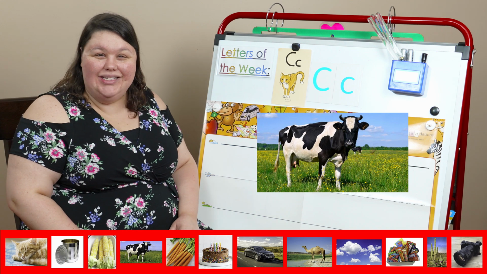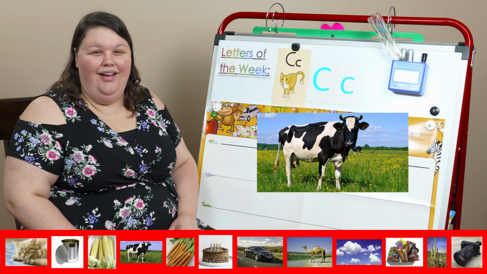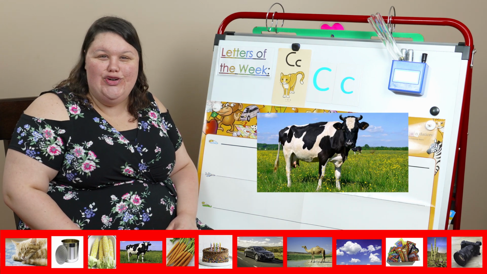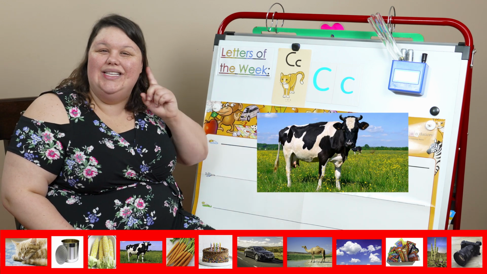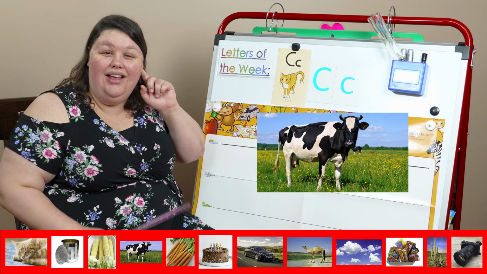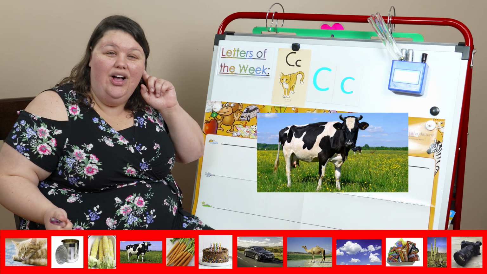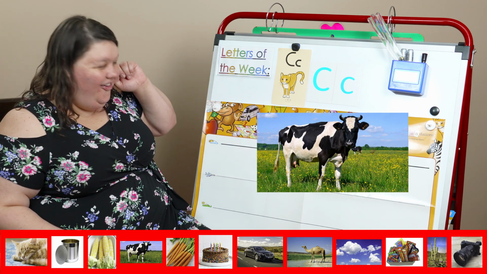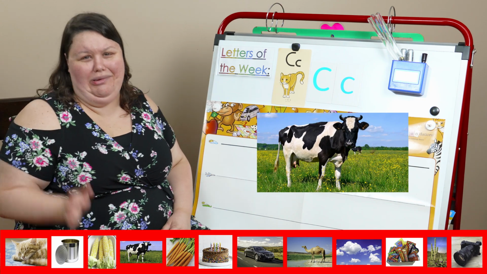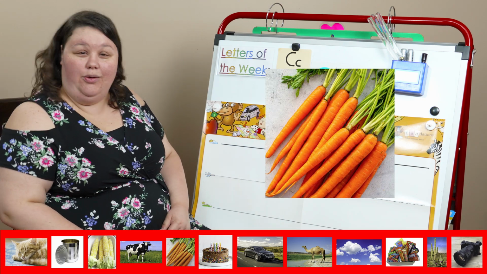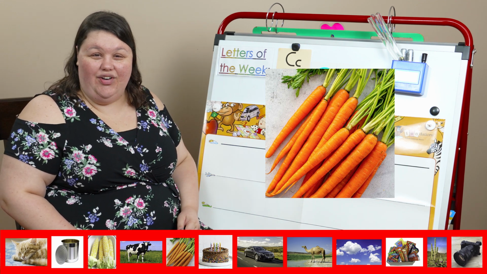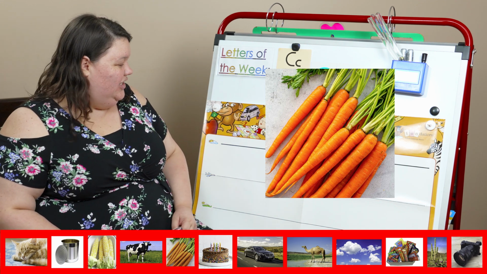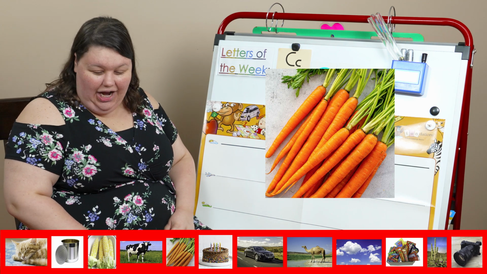How about cow? What's the first sound in cow? No, it's not moo. Moo's the noise the cow makes. What's the sound you hear when you say the word cow? Cow. You got it. Silly mooing. What are you doing? What about carrots? Carrots. Do you hear that first sound in carrots? Carrots. Good job.